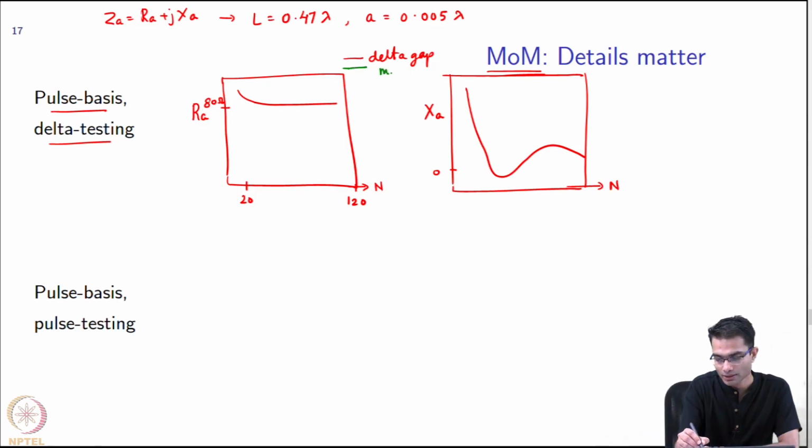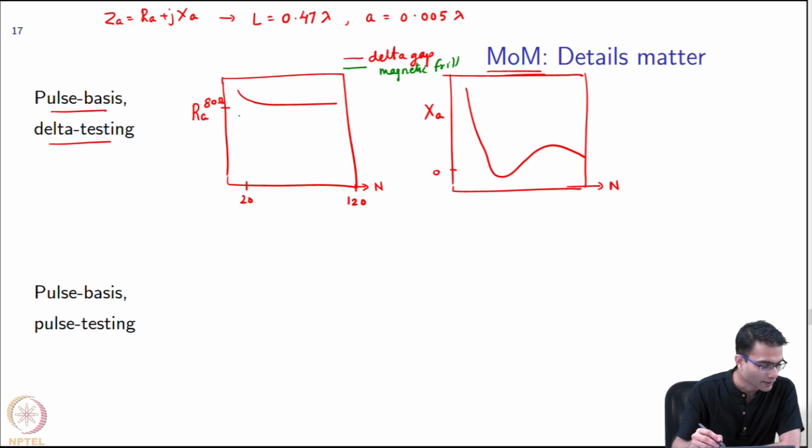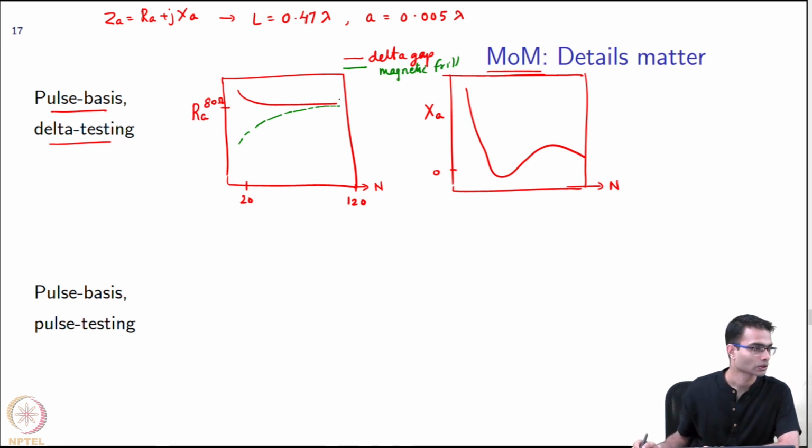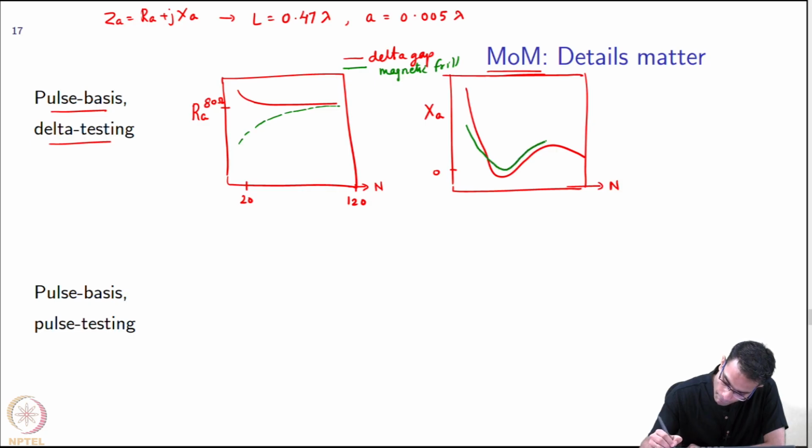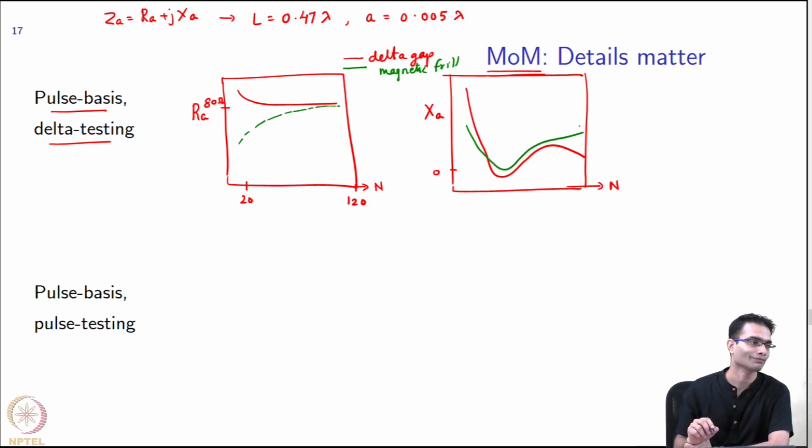So you can say that take the magnetic frill. Interestingly, what you observe now is something like this for the reactance. So there seems to be a good convergence, but you need to have at least about 100 to 120 segments to get the same value of resistance, right, and you have some confidence that it's about 75 to 80 ohms. And what happens over here is the reactance does not seem to converge.